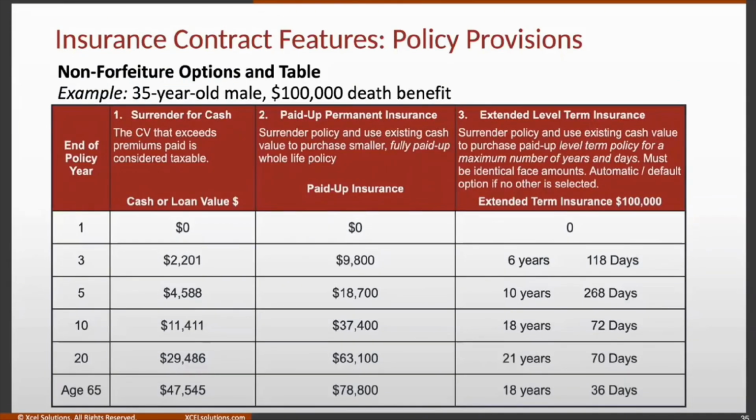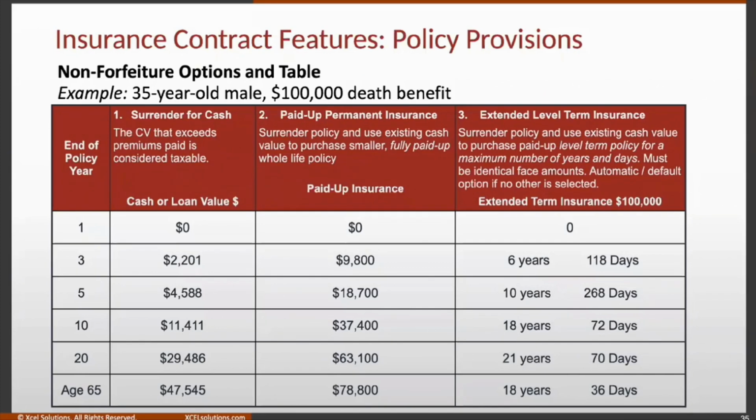Next, we're going to talk about insurance contract features, policy provisions. One of them is non-forfeiture options. So when a policy owner does not want to continue paying the premium, let's say all the way out to age 100 on a straight whole life policy, they would be obligated to pay that premium all the way out to age 100 on a straight whole life policy.